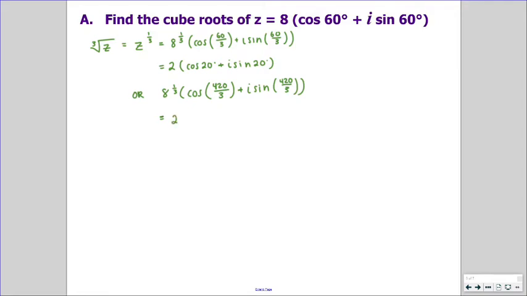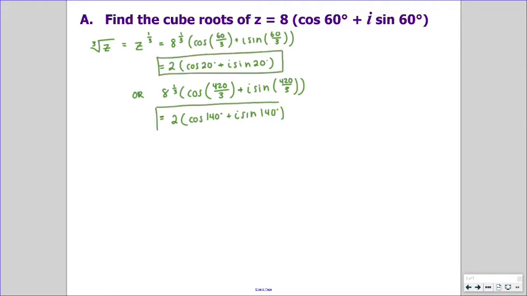Right? Well, that gets us 2 times the cosine of 140 plus i times the sine of 140. And that's a distinct root. It is not the same as our first solution, which was the cosine of 20. Now think of another angle that is coterminal with 60.